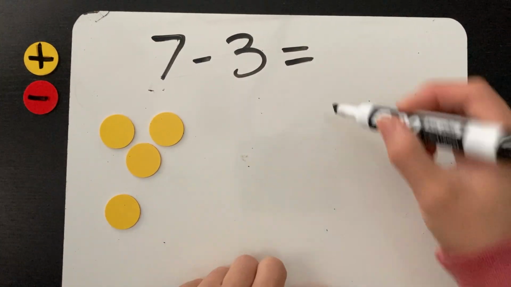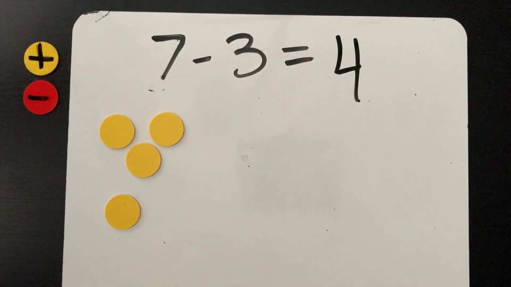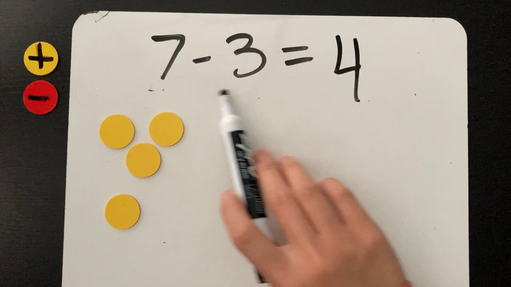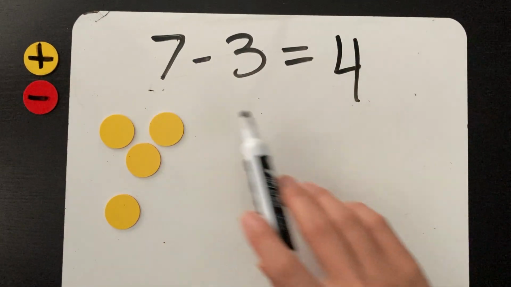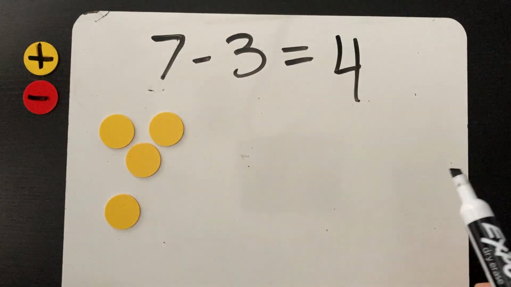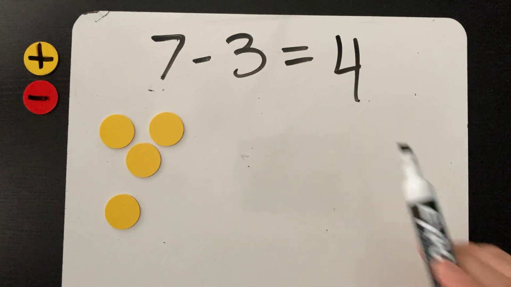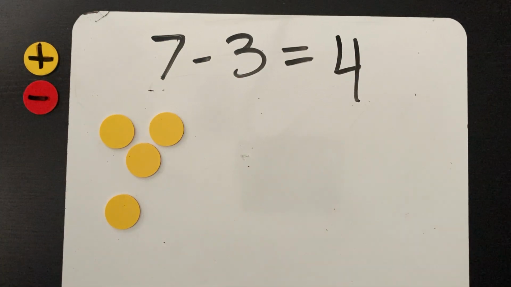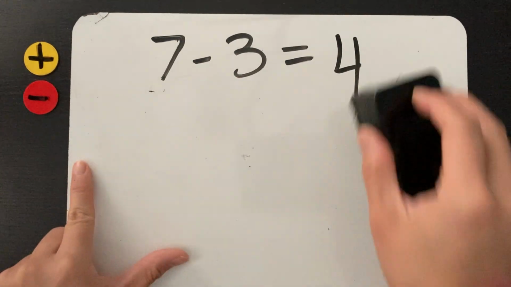So when we take away +3, I'm just going to take this away. What are we left with? 4. And this is just regular subtraction, what you guys have been used to. If I have 7 things and I lost 3 of them, well, I have 4 left.